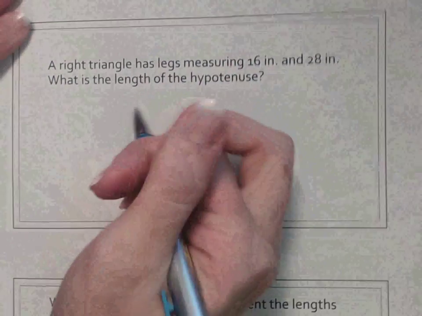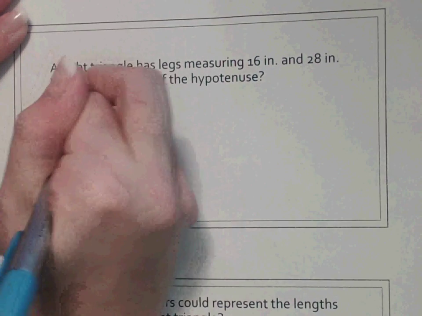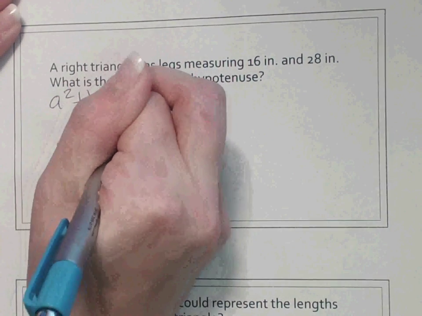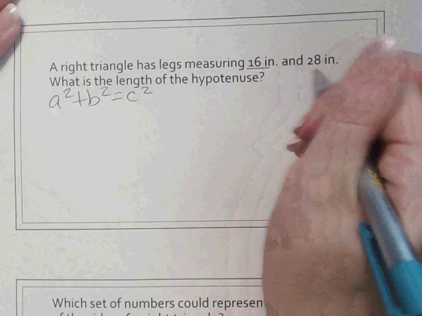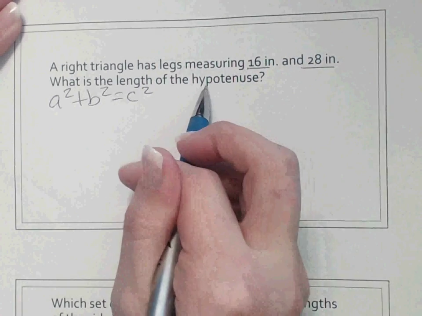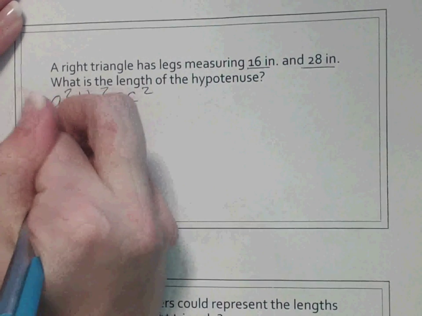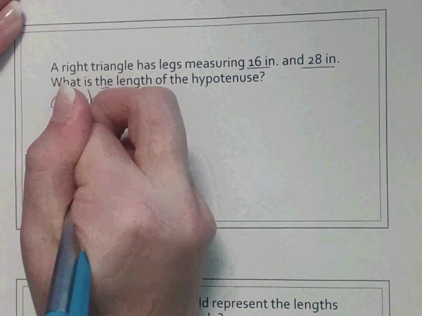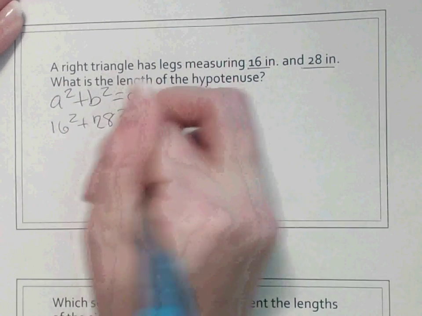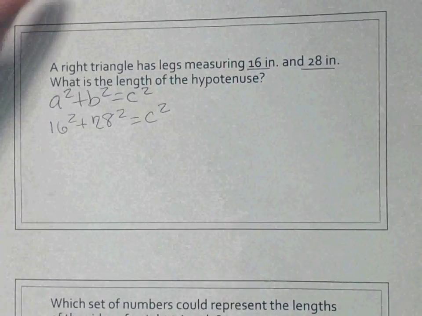Okay, let's try another one. We've got a squared plus b squared equals c squared. I've got my two legs. What is the length of the hypotenuse? So I'm just going to plug it in. 16 squared plus 28 squared equals c squared.